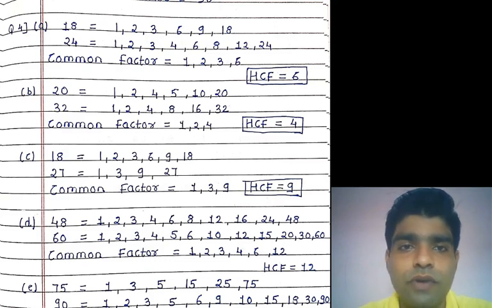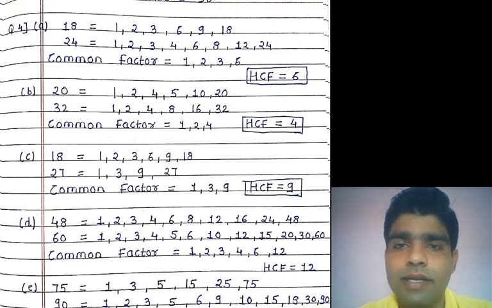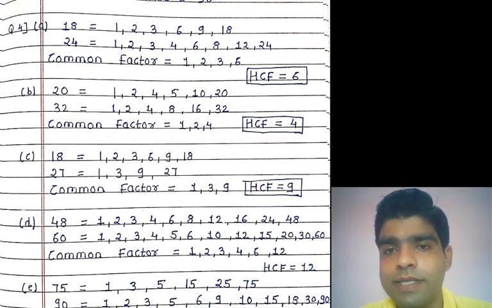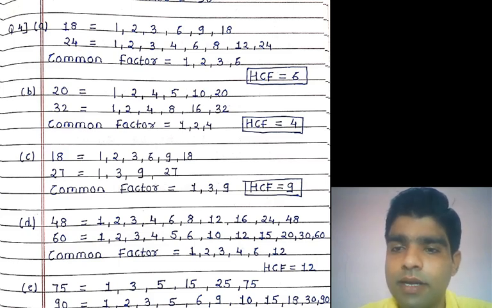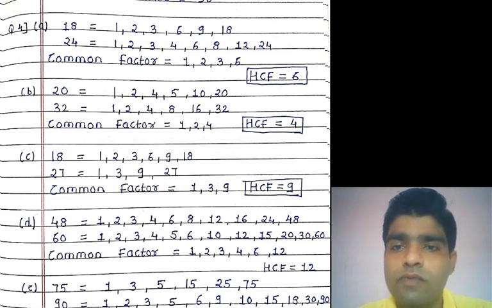And then last we find the highest common factor. We have already found the common factors, 1, 2, 3 and 6, and now we find the highest one. Definitely it is 6. 6 is the largest number among the common factors. So the highest common factor is 6. 6 is the correct answer.